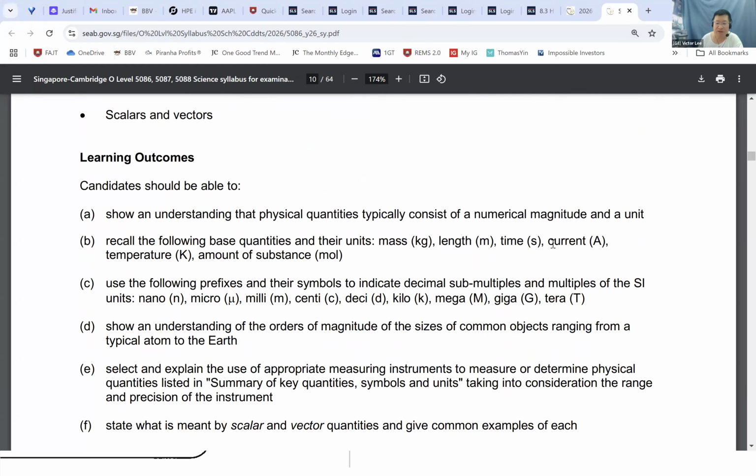Again, the base quantities are all given here, six of them. The prefixes are also given here, which means that all these are very important. Now this one I will take note. Need to take note of this one. Now look at this one.